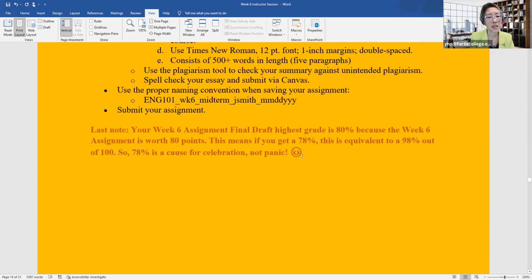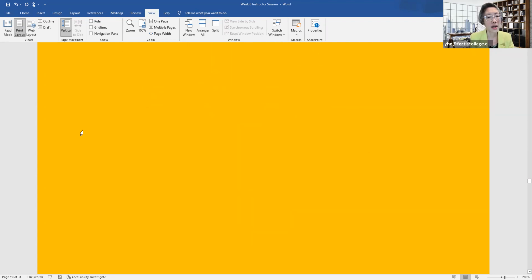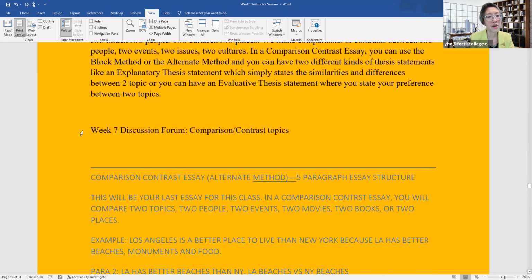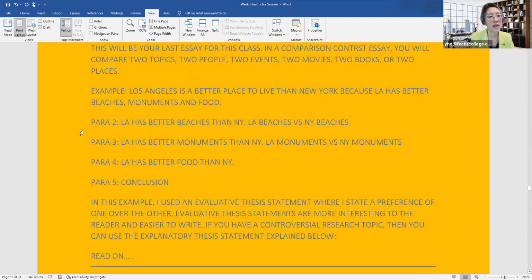So this is out of date. So it goes like that. And here is your comparison contrast essay. Here's an example of how you're going to structure your comparison contrast essay. Los Angeles is a better place to live than New York because LA has better beaches, monuments, and food.